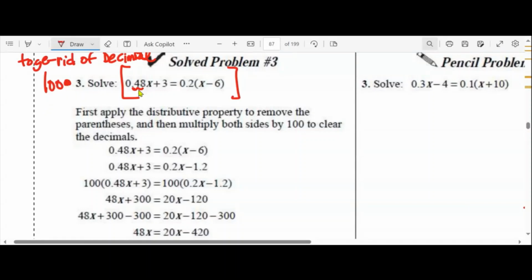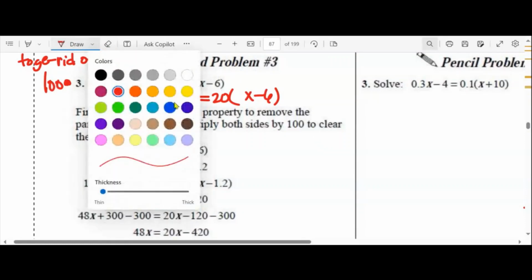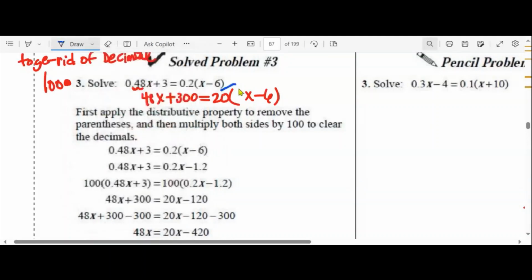So I multiply times 100. So 100 times 48, 48x. 100 times 3, plus 300. 0.2 times 100, 20. x minus 6. Is this clear up to here? Now, what's the next step? I have to distribute, correct? All right, so let's distribute. 20x minus 120 equals, what's on the left side?